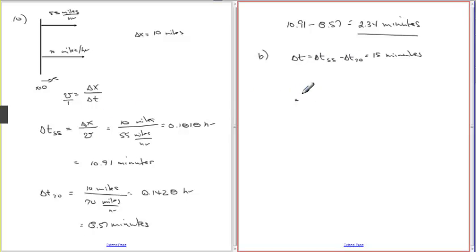So delta t at 55 is the delta x divided by the speed, which is 55. And we subtract, so it's still delta x at 70. And the difference has to be 15 minutes. Well, this worked out in units of hours, so I'm going to use 0.25 hours. That's 15 divided by 60. And so now we just have to find the distance, delta x.